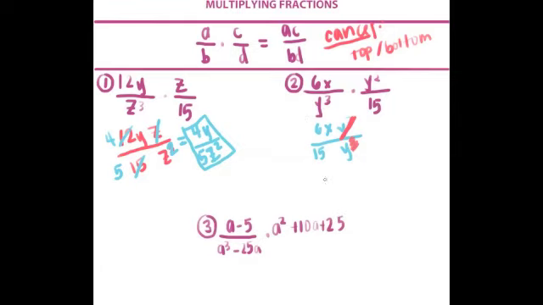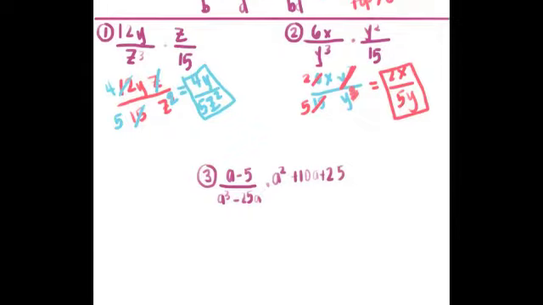For 6 and 15, they both have a 3 that can go into them, right? So that would be left with 2, and that would be left with 5. What I have left on the top is 2x. On the bottom, I have 5y. And we know this is a good answer because there's nothing else the two of them have in common, so that's it. Now let's get into number 3, the good stuff.